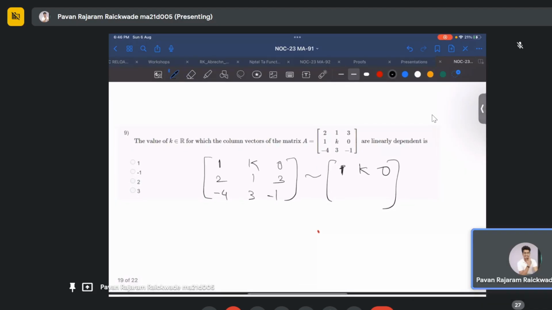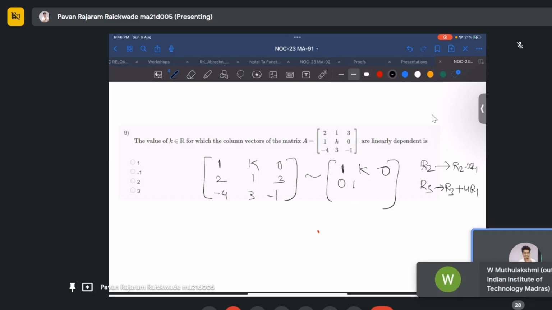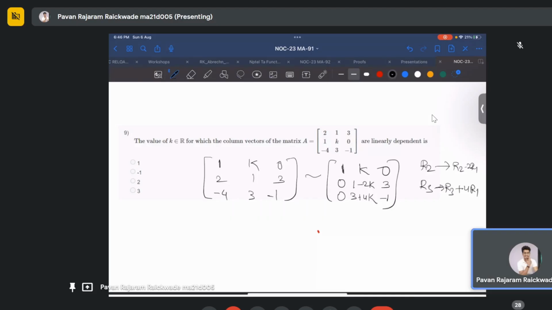Okay. So I'll perform some row operations now. 1, k, 0 is the first row. The second row changes to R2 minus 2 R1, and the third row changes to R3 plus 4 R1. So that will be 2, 0, 1 minus 2k, and then 3. Then this is 0, this is 3 plus 4k, and then this is minus 1. Okay. Now I'll again have to change.